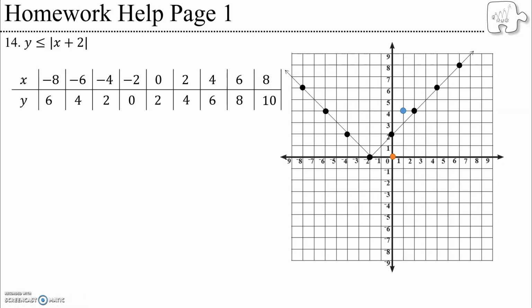But anyways, let's plug these into the original equation. 1, 4 and 0, 0. So we have 4 is less than or equal to the absolute value of 1 plus 2. Or we have 0 is less than or equal to the absolute value of 0 plus 2. So we have 1 plus 2 is 3. Oops, 0 plus 2 is 2.